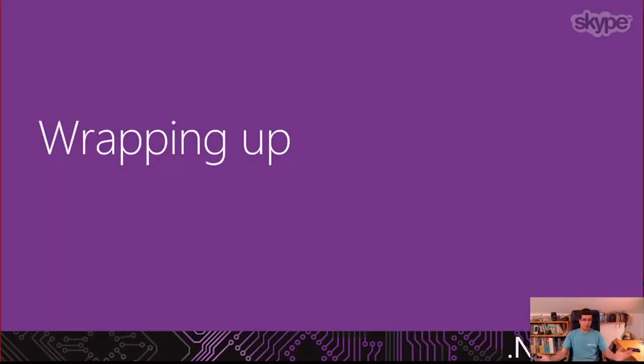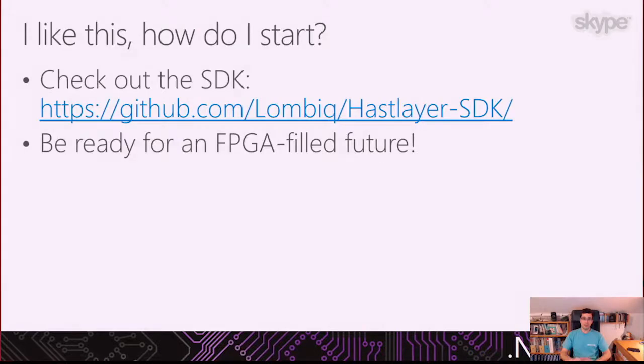So let's wrap up. If you liked Hastlayer, and I really hope that you did, go and check out the SDK. It's on GitHub. Everything is documented there. It's also elaborated there on what you need to get started. But long story short, you will need the SDK, you will need the hardware project that's also on GitHub, and you will need an FPGA.